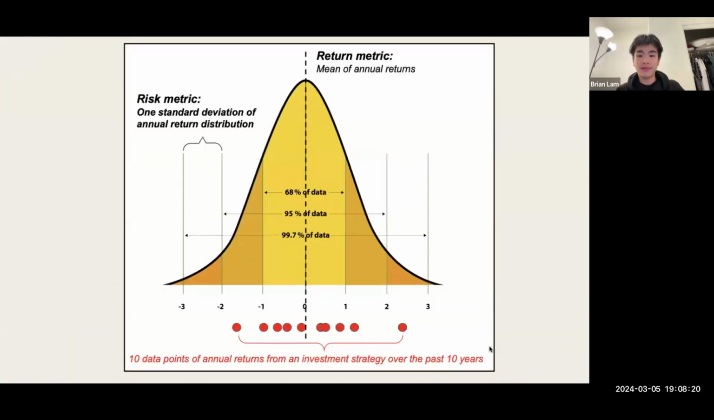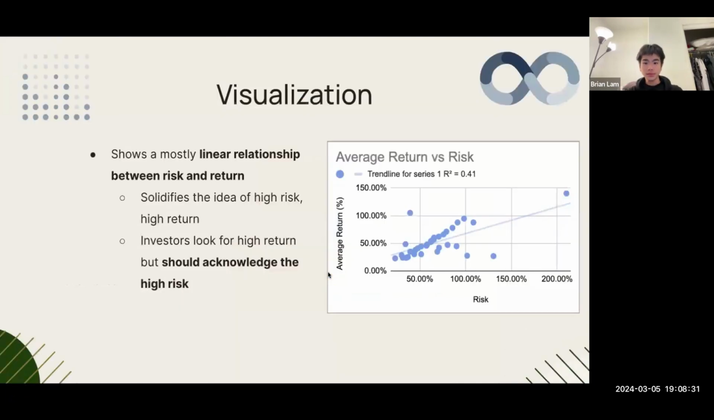This is just a diagram that visualizes our metrics. Let's say the data is these 10 red dots at the bottom. Our return is the mean of these dots, and our risk is 1 standard deviation. So we ended up constructing this visualization of risk versus return. This visualization is pretty important because it shows a mostly linear relationship between risk and return. Investors will often look for high return strategies, but should acknowledge the high risk that often comes with it.